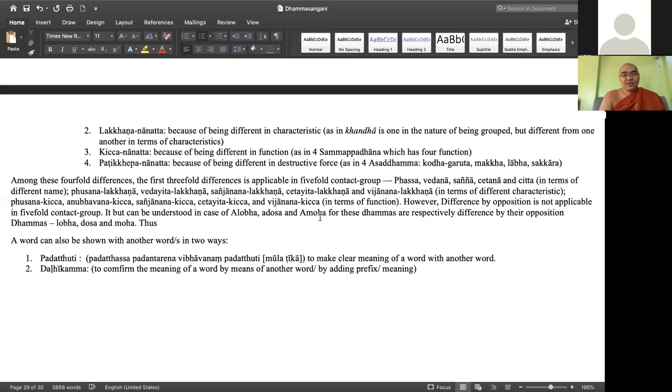Then another word, maybe paso, pusana. If you read pasa, paso, pusana, sampusana, sampusita, the following word is an explanation for the previous word. In this way we can understand padatuṭṭhi. Another one is dhaḷhīkamma: to confirm, to strengthen the meaning of a word by means of another word, or by adding another prefix, or by adding the meaning.